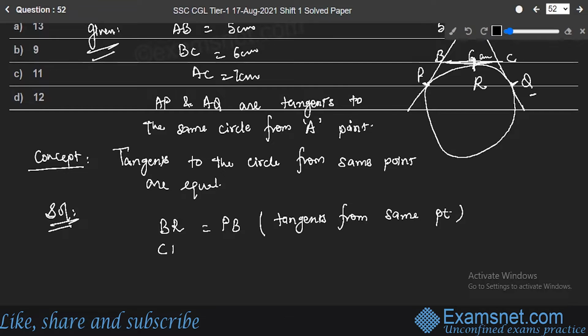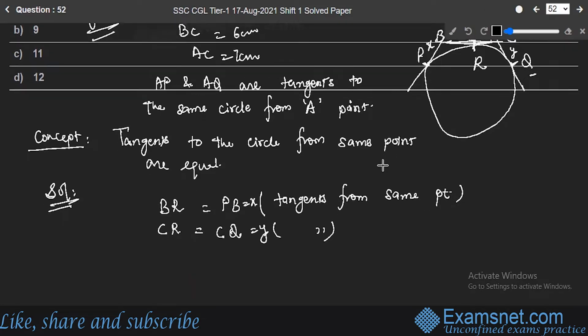Similarly, CR is equal to CQ. Reason is same, right? Now, I'm assuming this one to be X. Let's call this one X and this one Y. So this line is Y, this is X, and this line is Y again. Now BC is equal to BR.